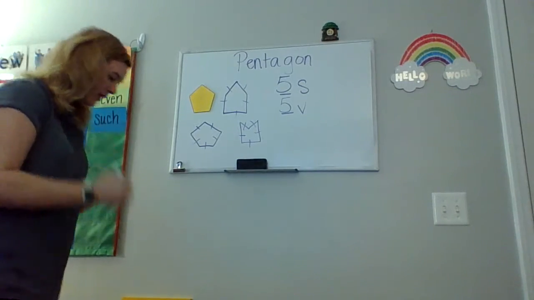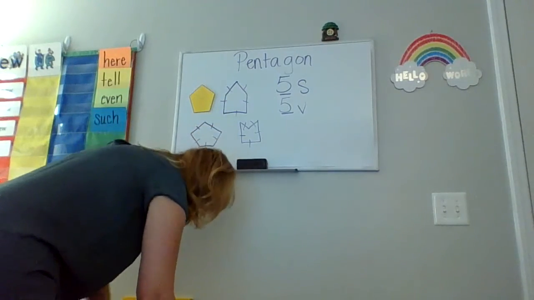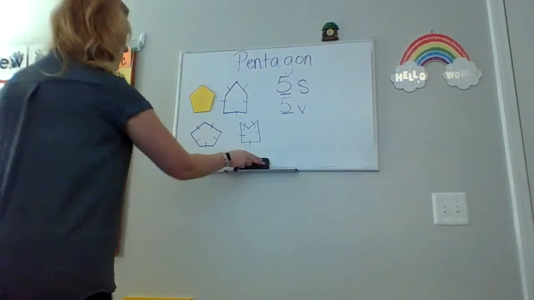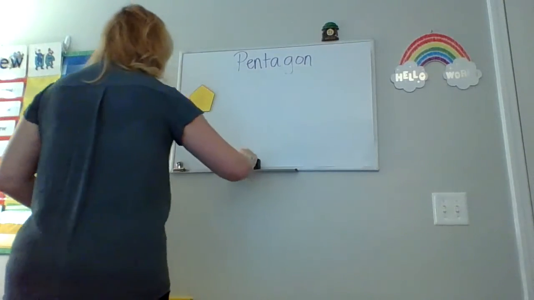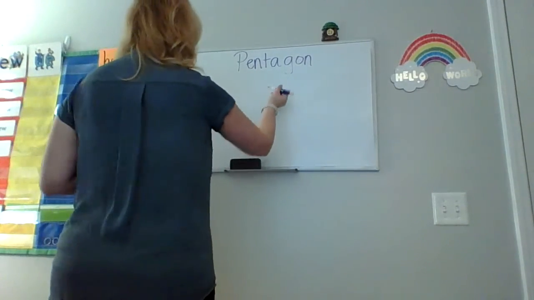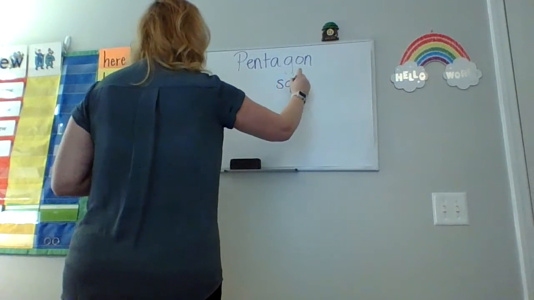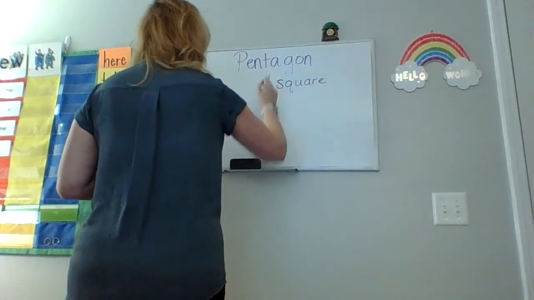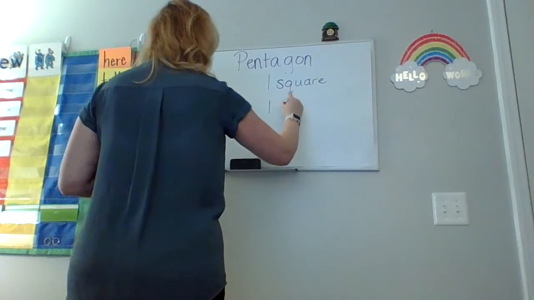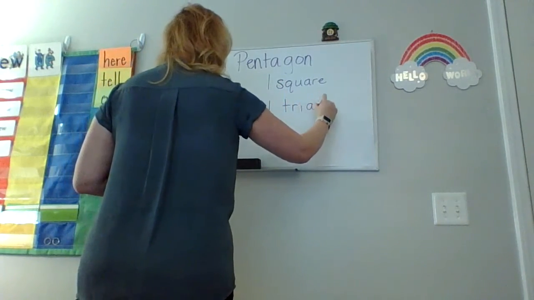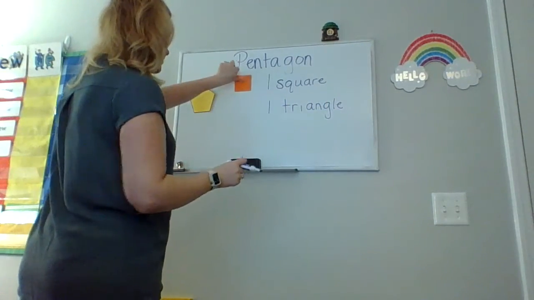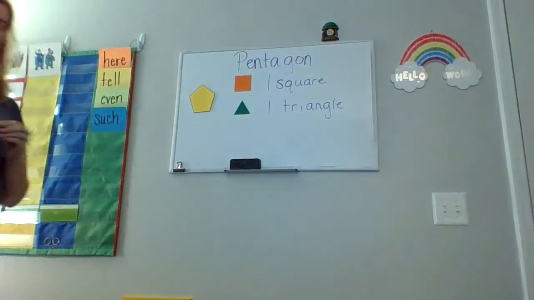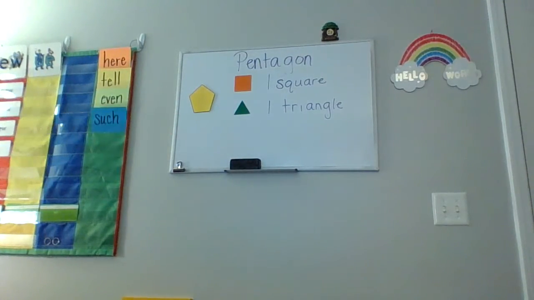Now, I'm going to erase some of this. I would like you to make a pentagon using 1 square and 1 triangle. Okay? So I would like you to make a pentagon using 1 square and 1 triangle. So we're starting off a little bit easy.